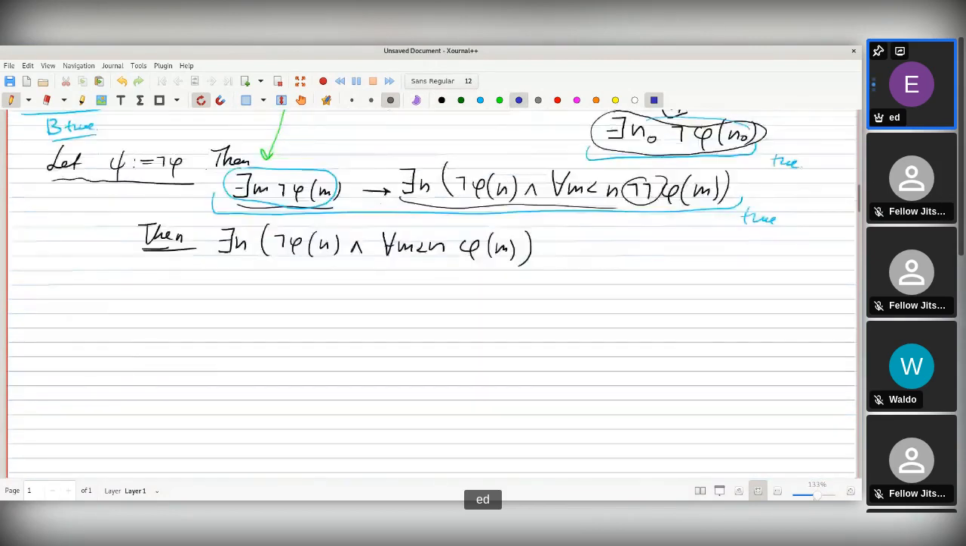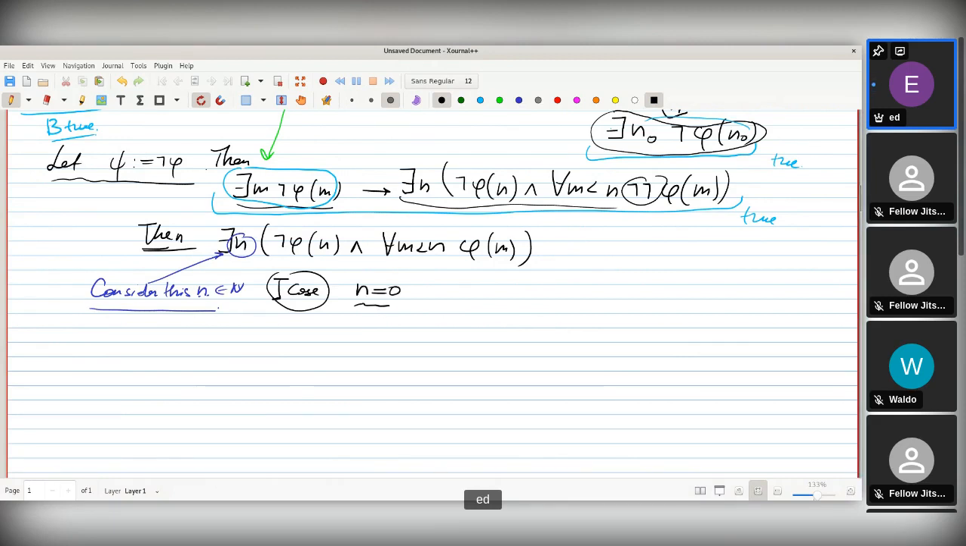Yes. So now we shall analyze this n. Consider this n. Let us take this number. It is a natural number. But what is it? There are two cases, at least. The first case is as follows. n equals 0. But we know that phi fails for n. So phi must fail for 0.